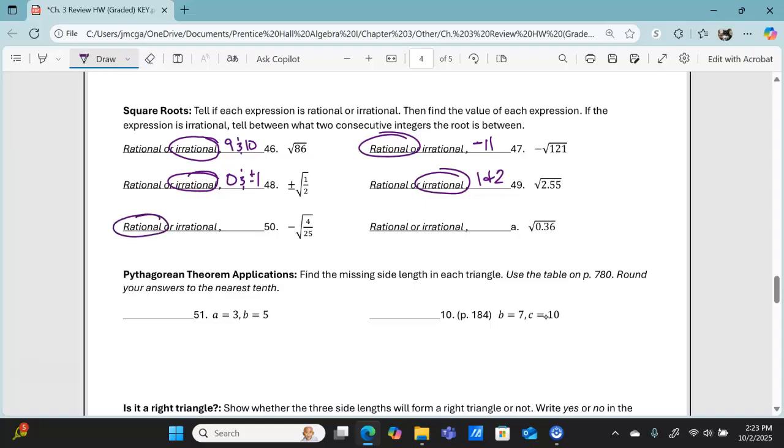This one's rational. The square root of 4 is 2, the square root of 25 is 5. And we have that negative sitting right there. 0.36, I'm going to write that as 36 over 100. The square root of 36 is 6, the square root of 100 is 10. So 6 divided by 10 is 0.6. So it's rational.